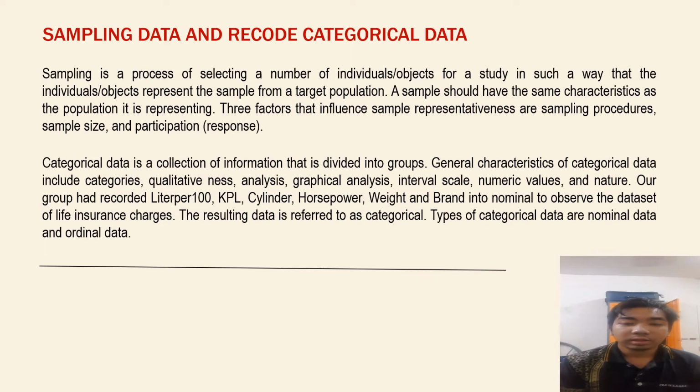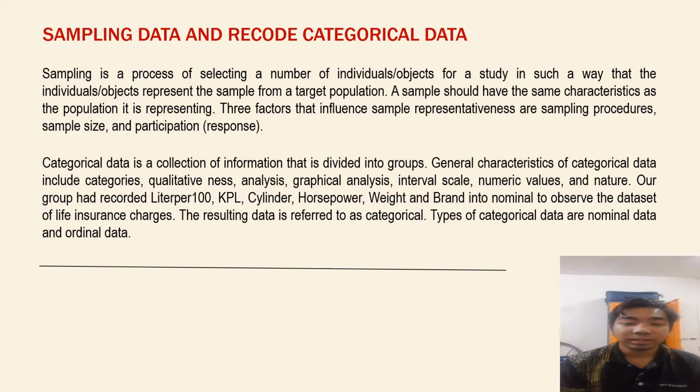Categorical data is a collection of information that is divided into groups. General characteristics of categorical data include categorized, qualitativeness analysis, graphical analysis, interval scale, numeric value, and nature. Our group has recorded liter per 100, kpl, cylinder, horsepower, weight, and brand into nominal to observe the data set of life insurance charge. The resulting data is referred to as categorical. Types of categorical data are nominal data and ordinal data.